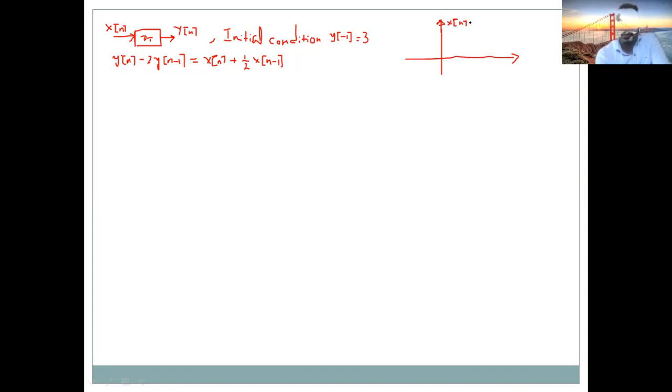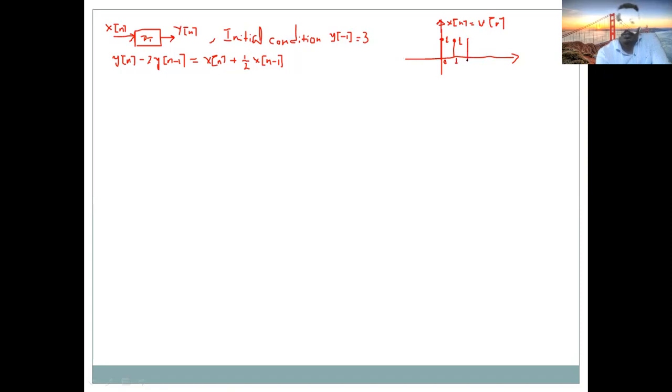x of n is equal to u of n. You know u of n, this unit step sequence, which means all sample values are 1, starting from 0. All sample values are amplitude 1, 1 here.